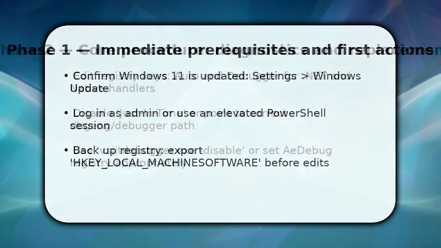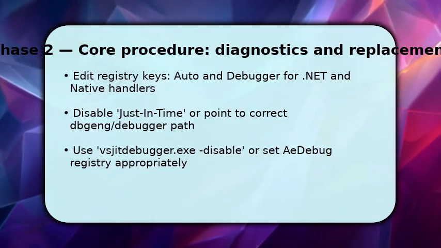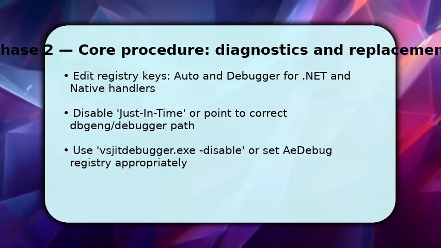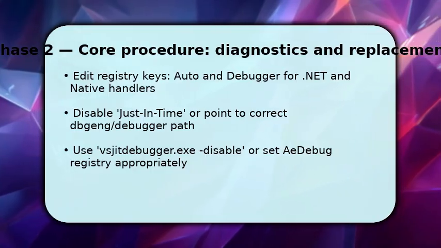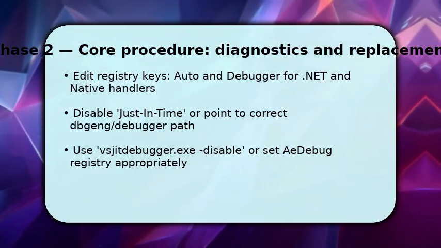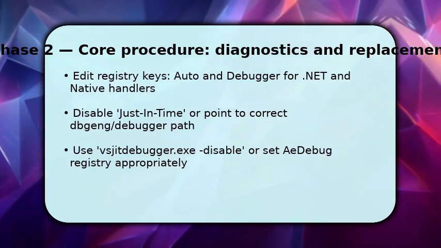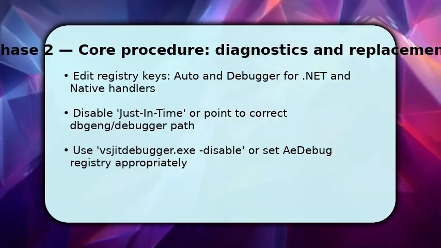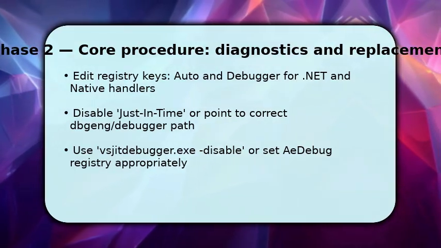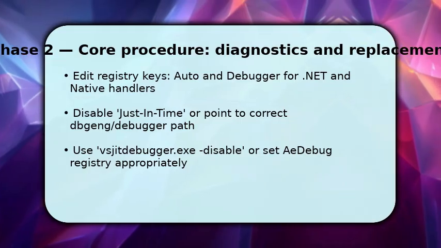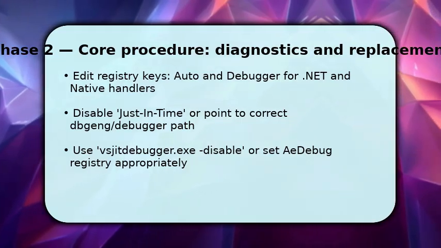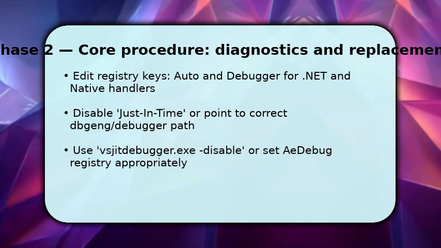Now you change the actual JIT handler entries. Open Regedit and navigate to the AeDebug and .NET Framework debugging keys. Once there, either disable just-in-time debugging by removing the Auto value or correct the debugger path to a valid installed debugger, such as VSDBG or WinDBG. Make sure to update both 32-bit and 64-bit hives if the app is mixed.